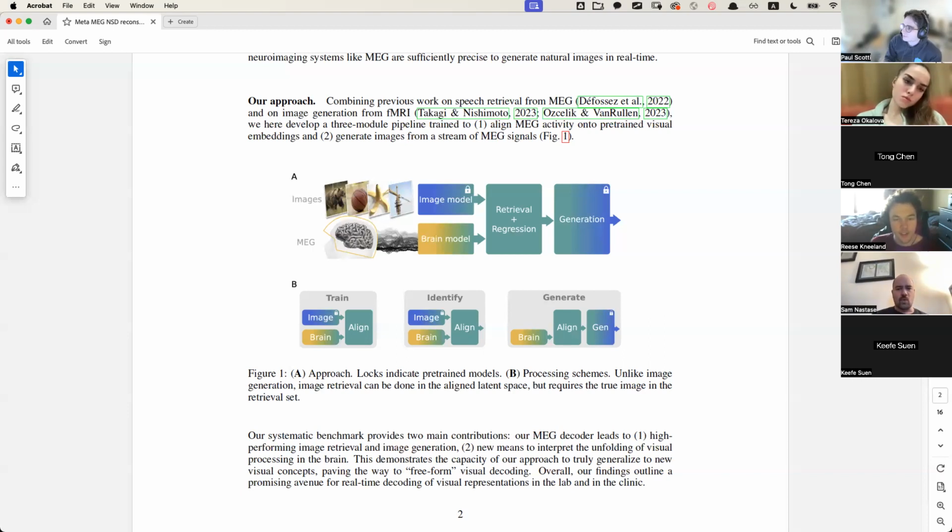Yeah. I think you have to work a lot harder with MEG to say something about that resolution, because you have to triangulate where these signals are coming from based on scalp level sensors, right? Which is not the case with fMRI, right?